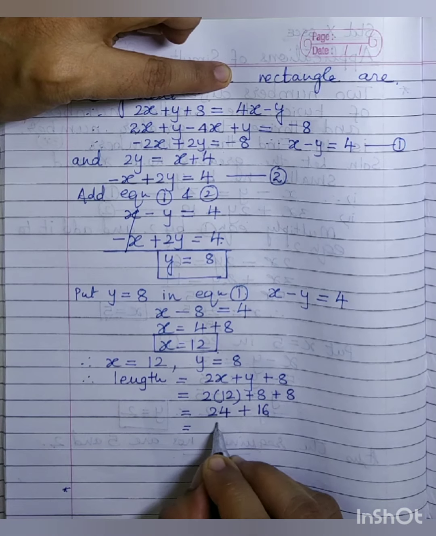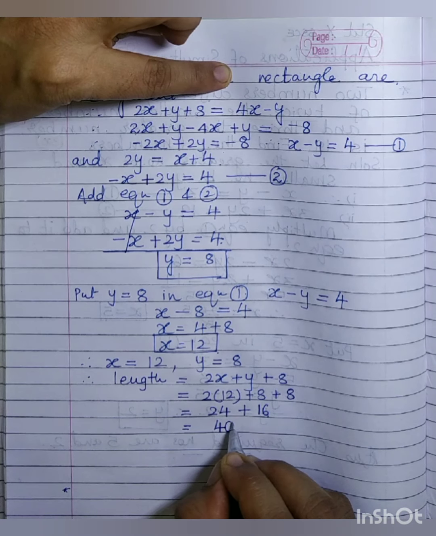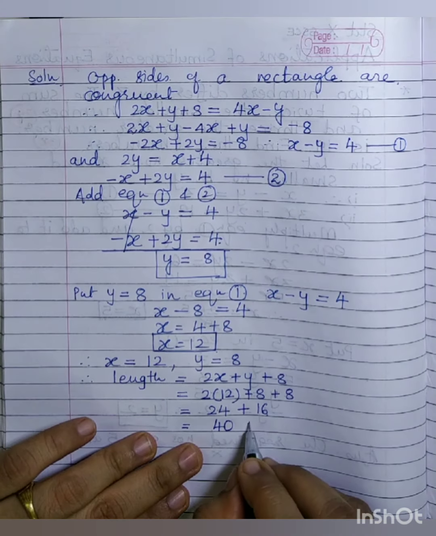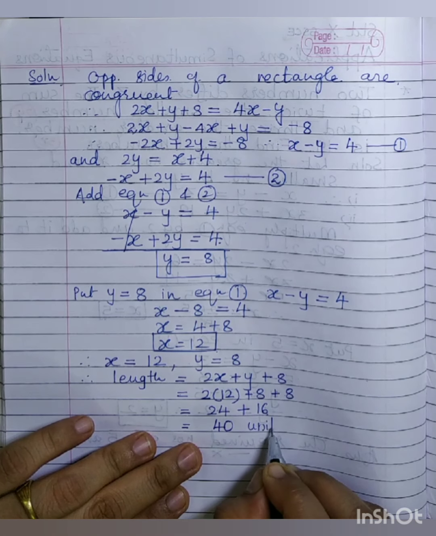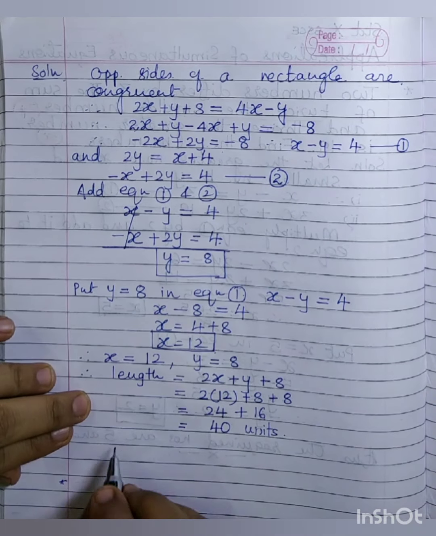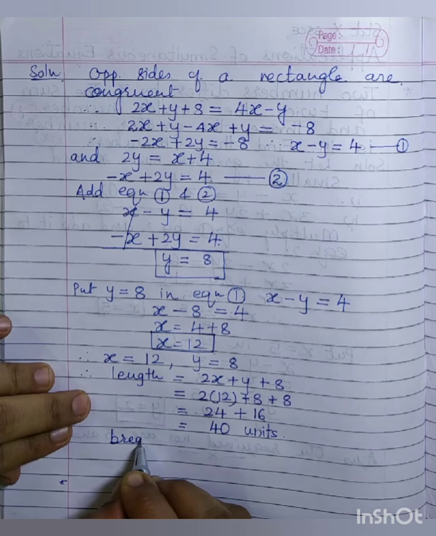What is the answer? 40. No unit is mentioned, so you know what we are writing? Units. And same way you can find the breadth now.